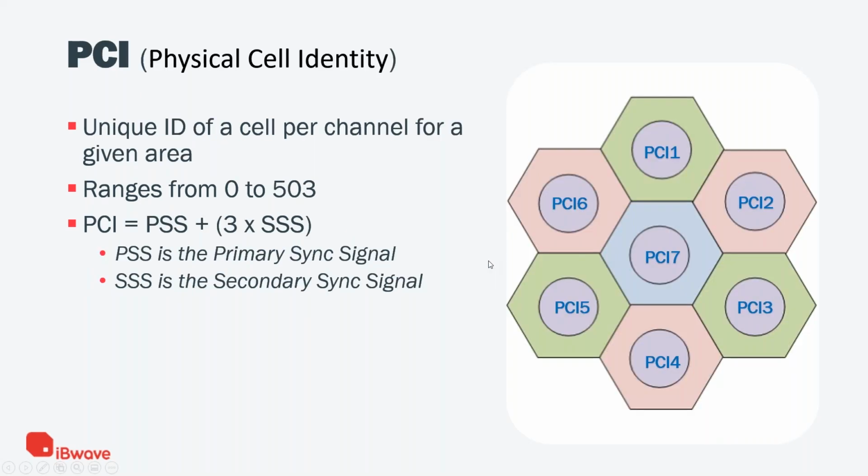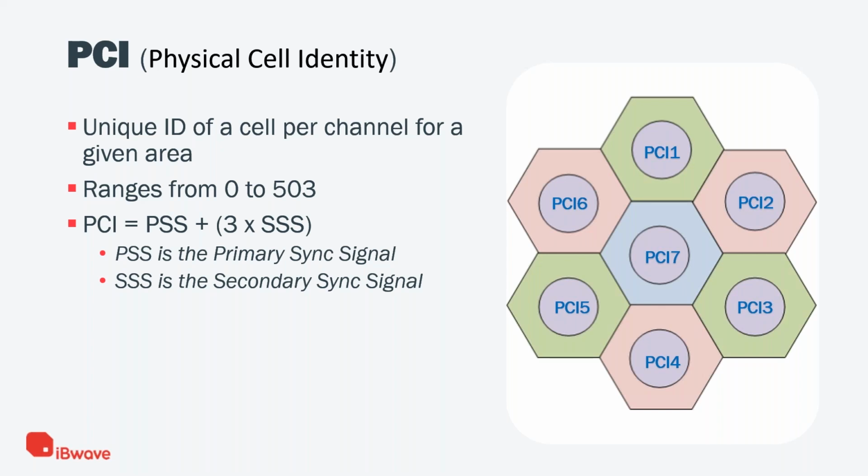Now let's go see the PCI. The PCI stands for Physical Cell Identity. It's kind of a unique ID, not completely unique, but unique for a given area. It's kind of impossible to see the same PCI on the same channel within the same cluster area, where all the small cells are seeing each other. And this number of PCI ranges from 0 to 503. This is how it's defined.